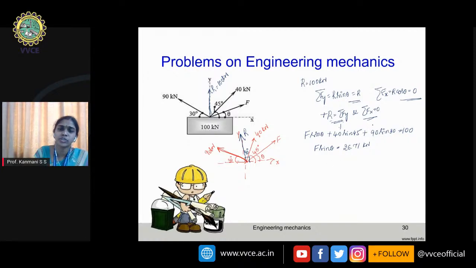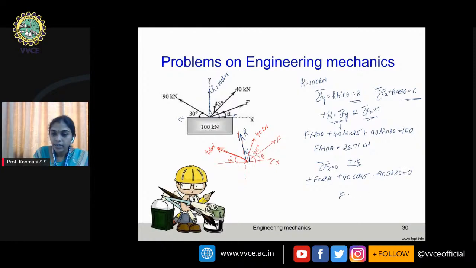Likewise, if I take summation Fx equal to 0, with rightward forces as positive, I take plus F cos theta, because the first force moves right like this, the second also moves right, and this one moves left. So F cos theta plus 40 cos 45 minus 90 cos 30 equals 0.